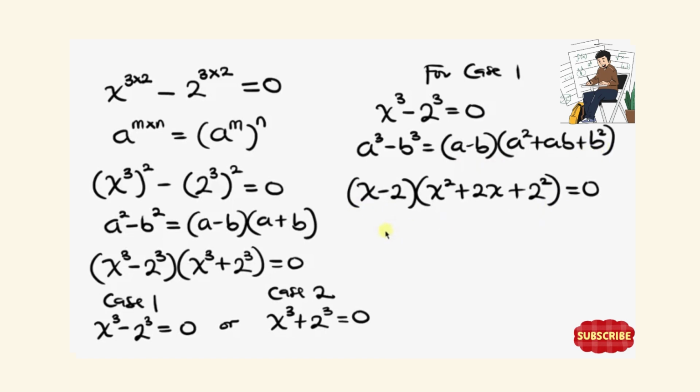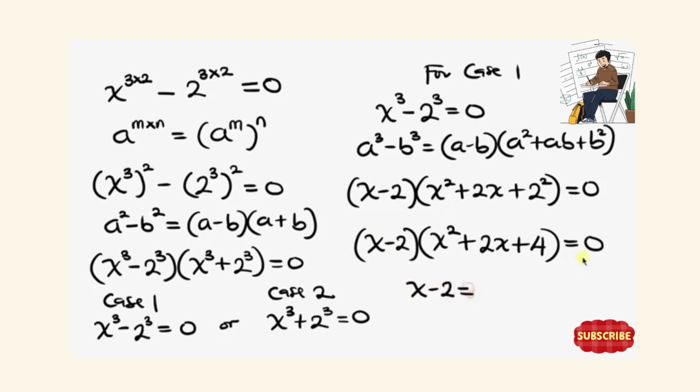Now we have 2 cases, but before that, let's simplify what we have here. So this is x minus 2 times x squared plus 2x plus, now 2 squared is 4, and this is equal to 0. So there are actually 2 cases from here. The first case is where we have x minus 2 to be equal to 0. And for the second case, we have x squared plus 2x plus 4 to be equal to 0.